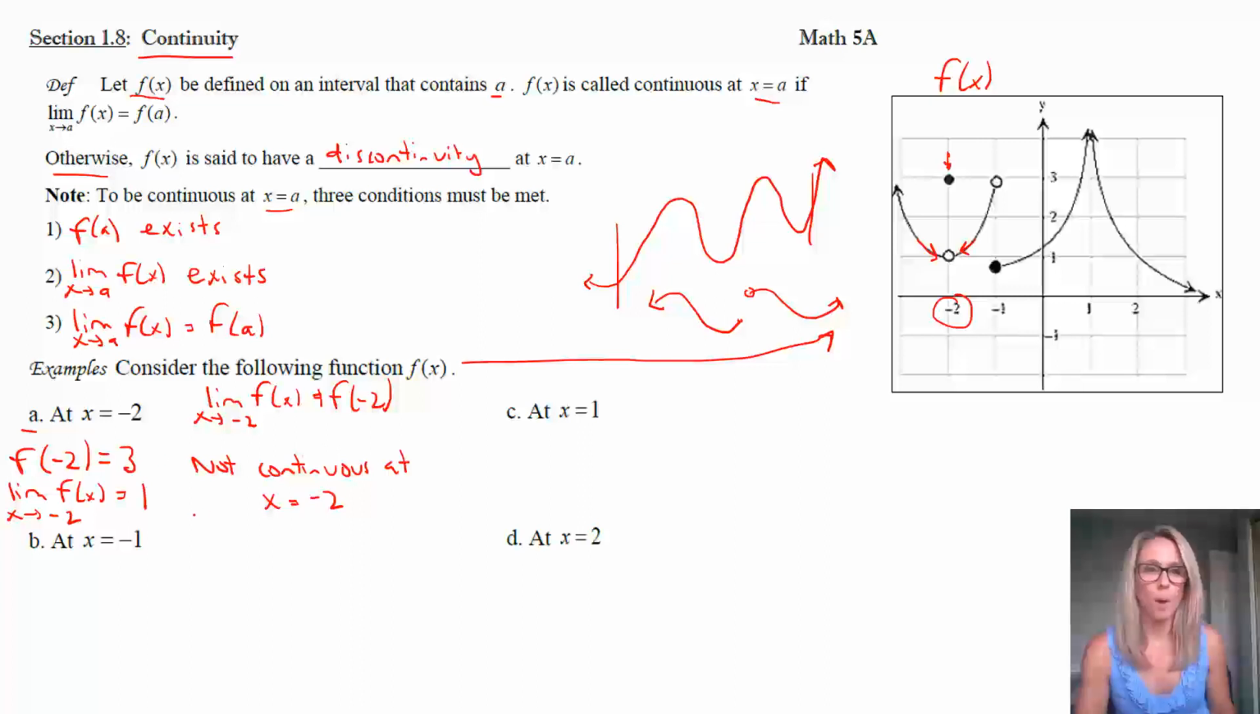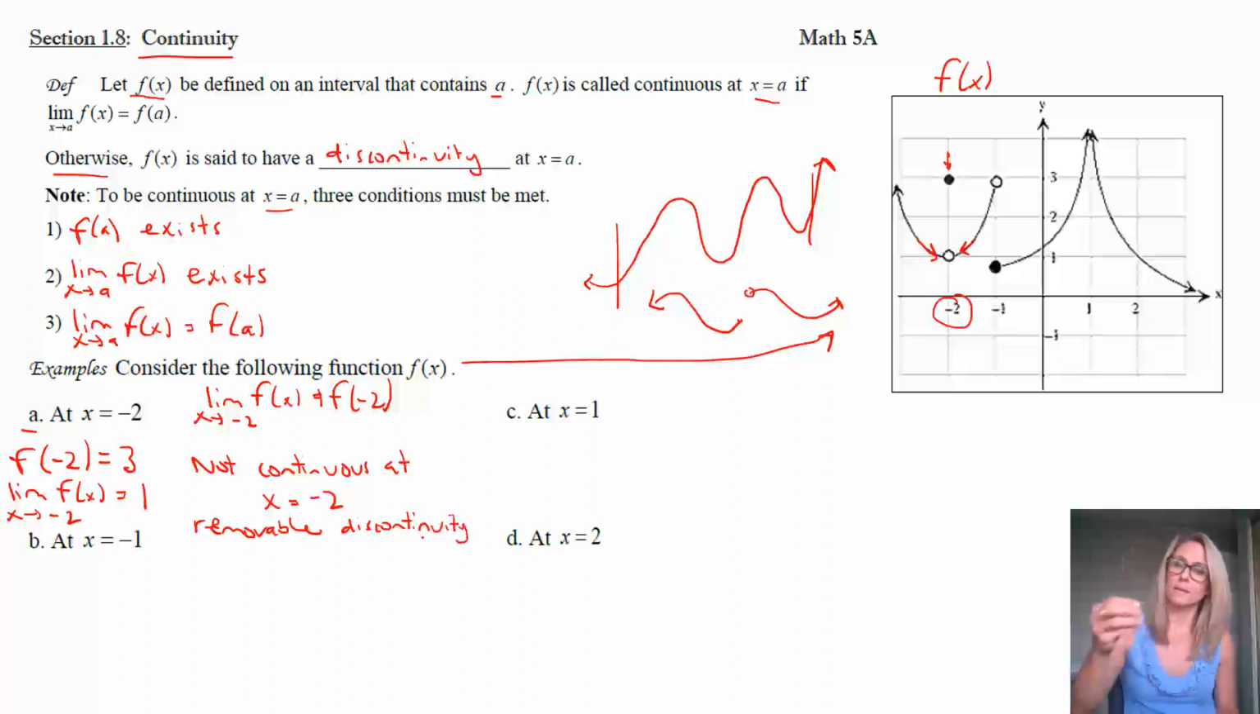Also, this is what's called a removable discontinuity, because it's literally just like this hole. It's like basically the continuous part has just been removed. We have this other value that's up there, this value of f of negative 2. It's just not what the limit is. So that's what's called the removable discontinuity.